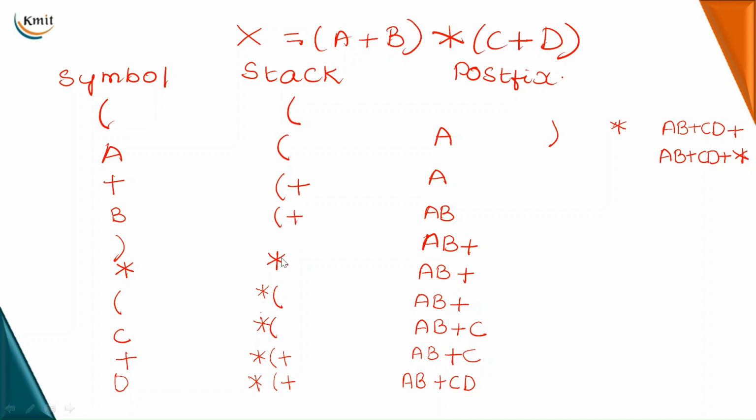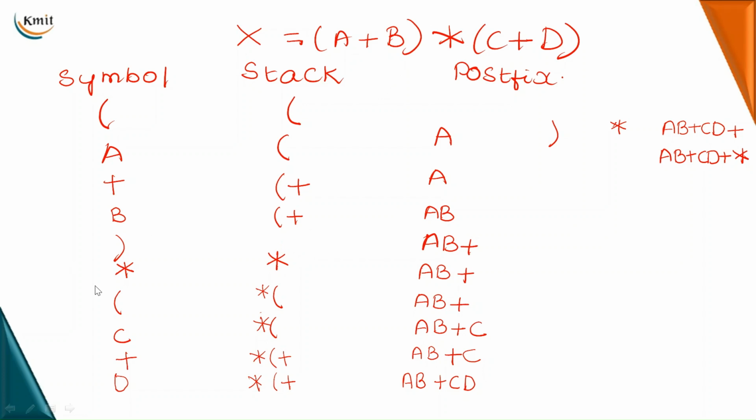Next, closed parenthesis. Whenever there is an operator which comes between an open parenthesis and a closed parenthesis, what happens when you place this closed parenthesis inside the stack? You get an operator plus which is placed between the two parentheses. In that case, you need to pop out the operator. So we're popping out the operator and writing it as AB plus. Now the stack column is empty.